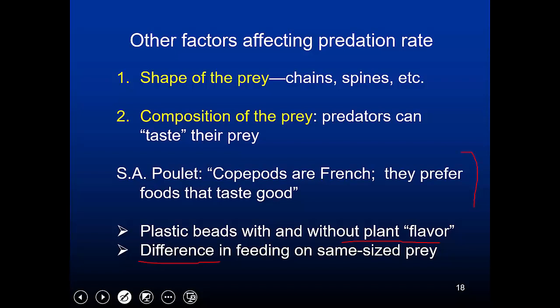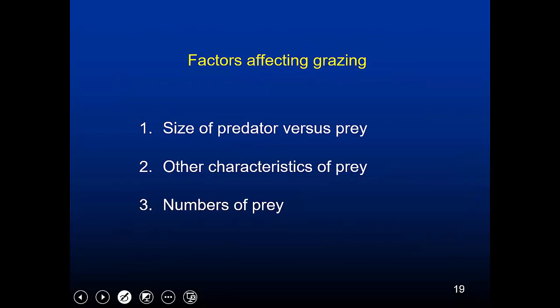Now, the final thing that we'll talk about in terms of affecting grazing rates is the numbers of prey. And this is going to lead us into a whole discussion about the main factors affecting zooplankton grazing, functional response, and numerical responses. And so numbers of prey has a big impact on the functional response and actually the numerical response of these zooplankton to their prey.